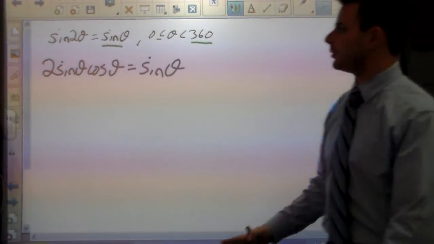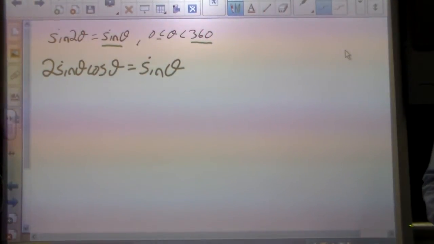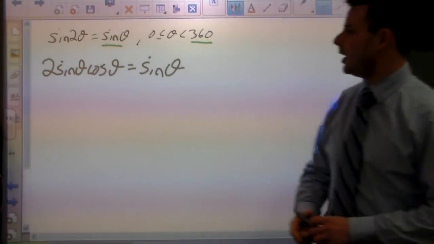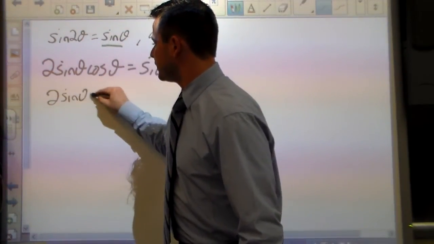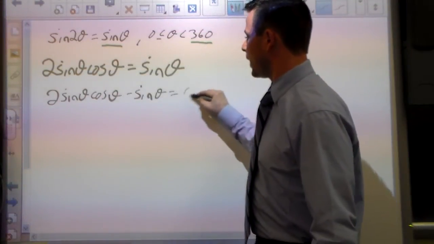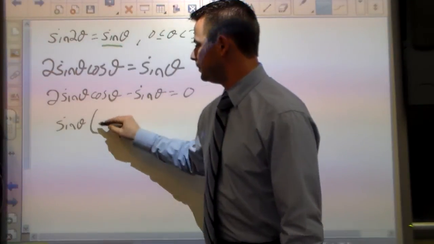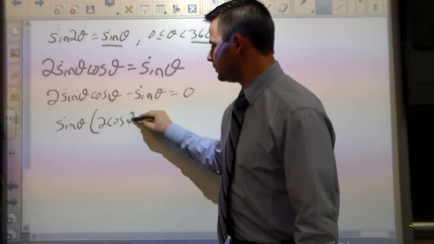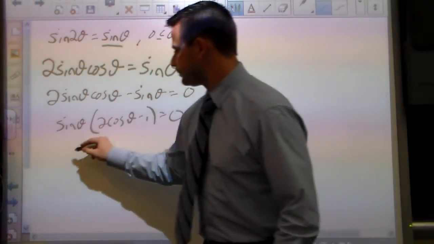So I just perform my substitution. 2 sine theta is a substitution of 2 sine theta cosine theta, and now we can subtract sine from both sides. And we can factor out a sine. So we're going to set them both equal to 0.